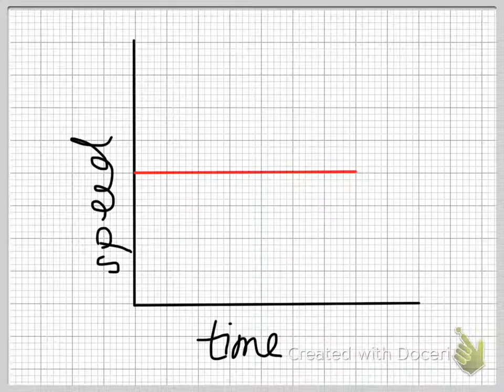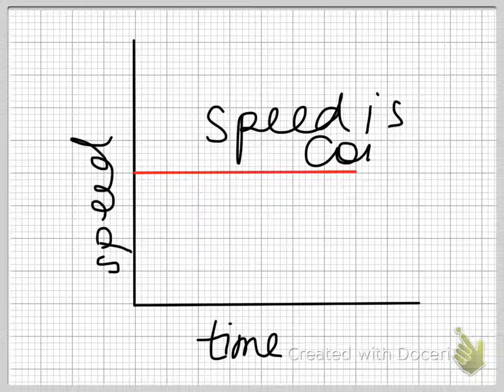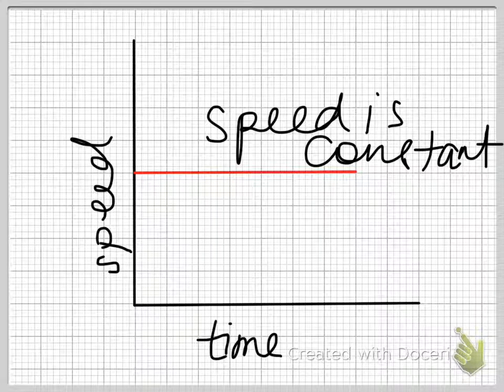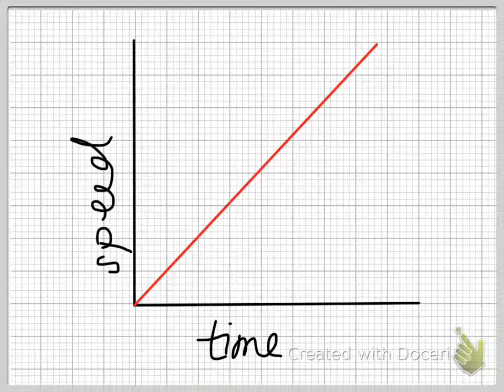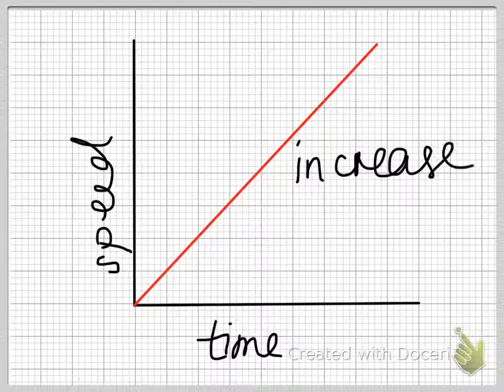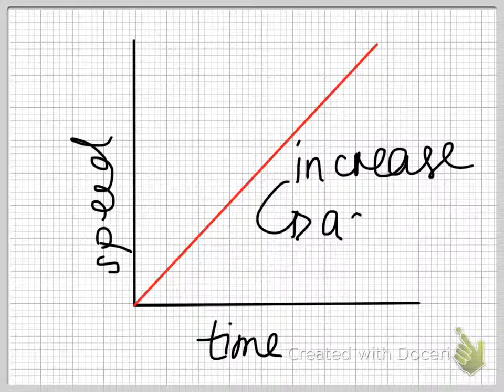So on a speed-time graph or a velocity-time graph, a straight line doesn't indicate that the object is not moving. What it means is that speed is constant. So straight lines are still indicating some form of constant change over time. An object whose speed-time graph has an upward sloping line shows an increase in speed, or acceleration. So an upward sloping line on a speed-time graph means acceleration.